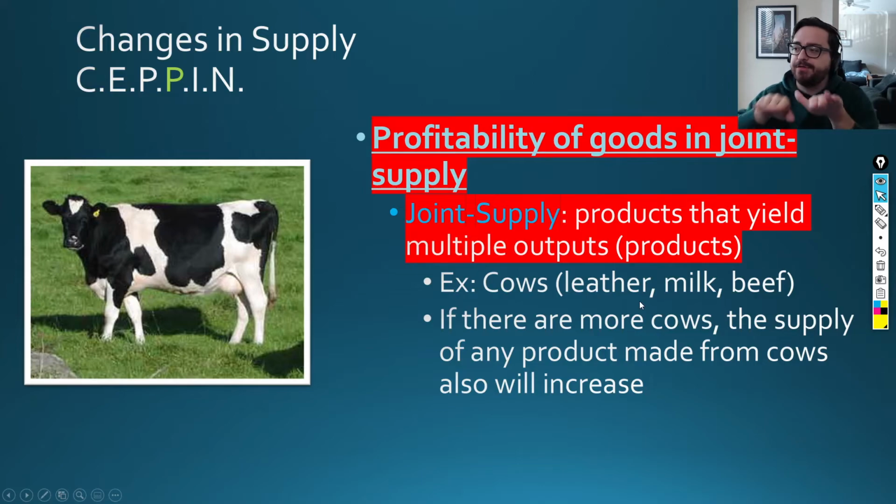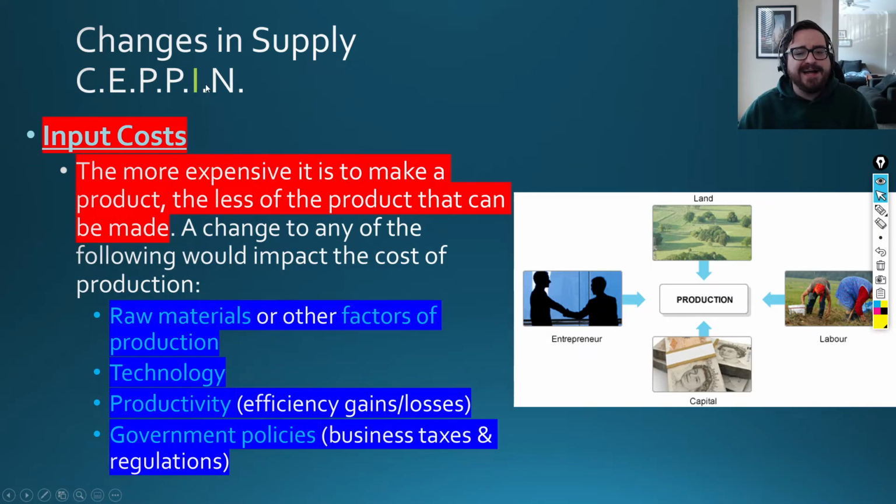You'd see an allocation of the resources shifting around there. This is the most important one. This is the one that shows up by far and away the most. Input costs. This has to do with the idea of cost of production. How much it costs to produce a thing affects a business's willingness and ability to make it. If it costs more to make a thing, they can't make as much of the thing, right? And if it costs less to make something, they can produce more.